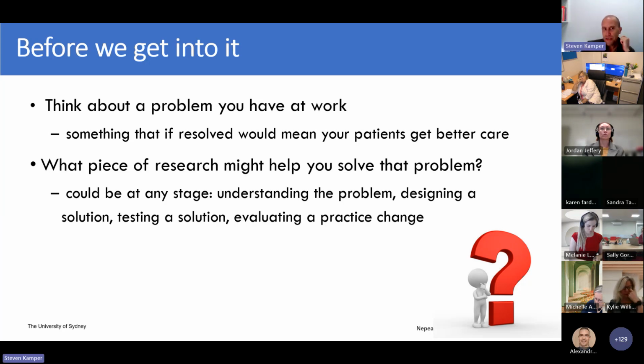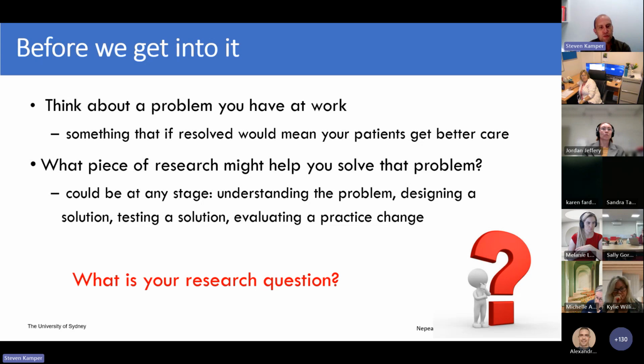And think about this: what piece of research might help you solve that problem? This doesn't have to solve it all in one go. It could be a scoping exercise to understand the problem. It could be designing a solution, testing a solution. Maybe your practice is changing anyway and you want to evaluate it. So think about what's the hypothetical piece of research that might help you solve that problem.